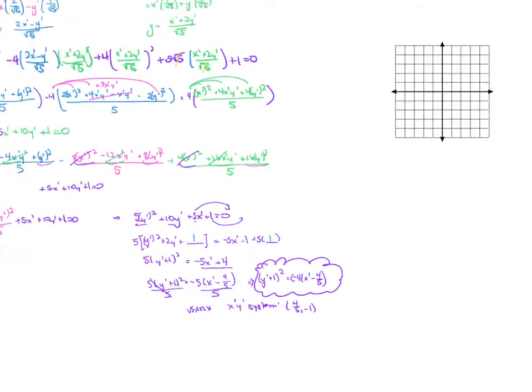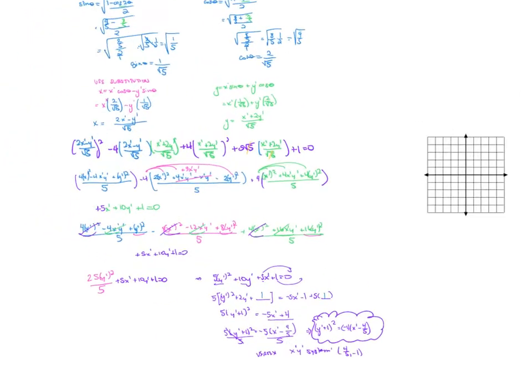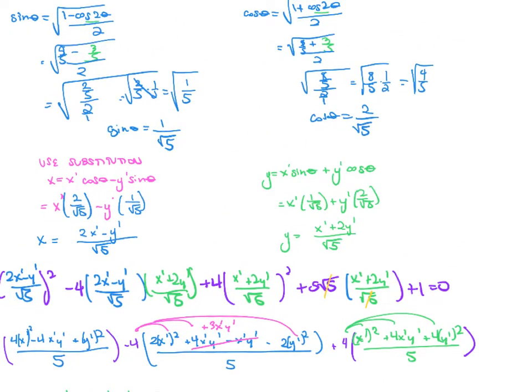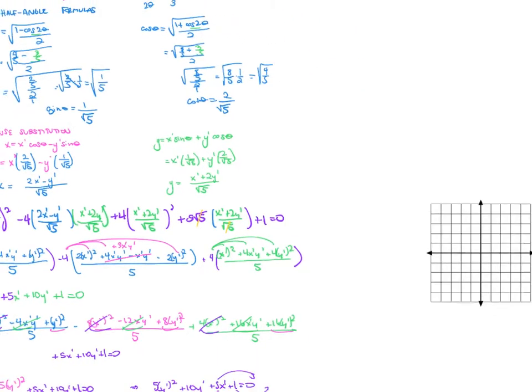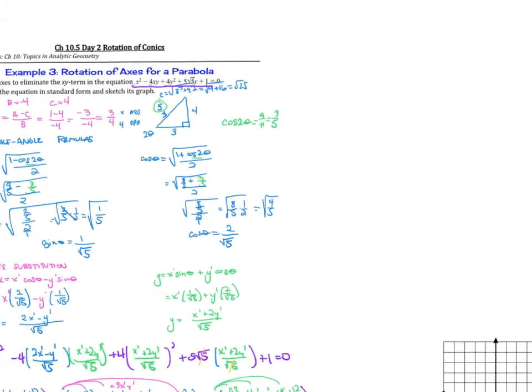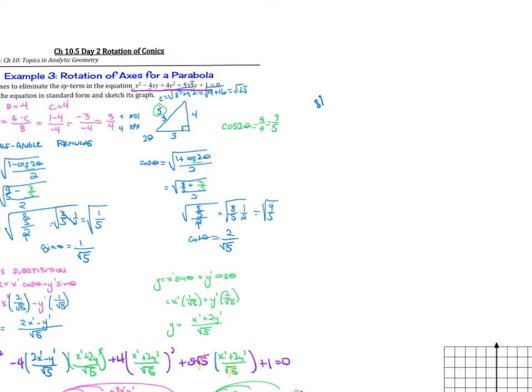Now we need to know the angle of rotation. You can either find it by doing sine inverse of 1 over 5 to find the angle, or cosine theta equals 2 over square root of 5. It doesn't matter. You'll get the same exact answer. When you plug it into your calculator, you're plugging in sine inverse of 1 over root 5.